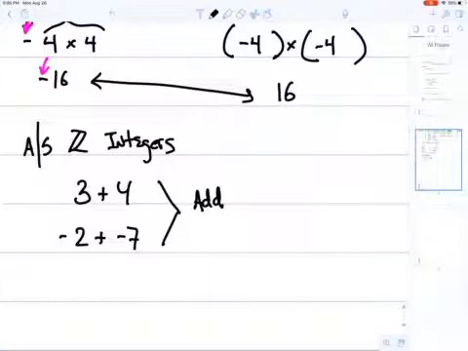So on the top, I get 3 plus 4 is 7. On the bottom, I get 2 plus 7, and I get 9. And then I better keep the sign. And this is what I get.